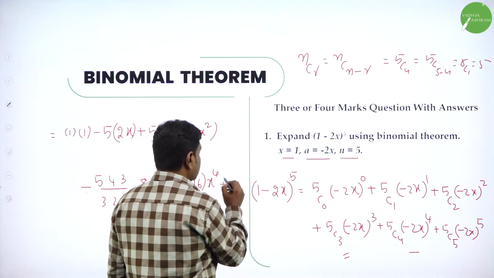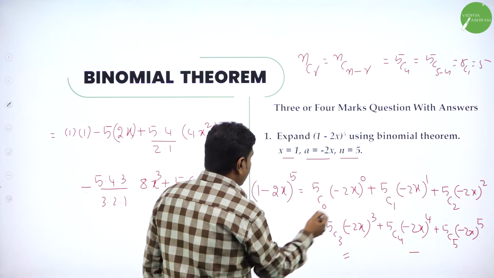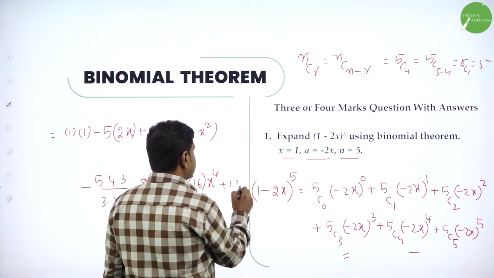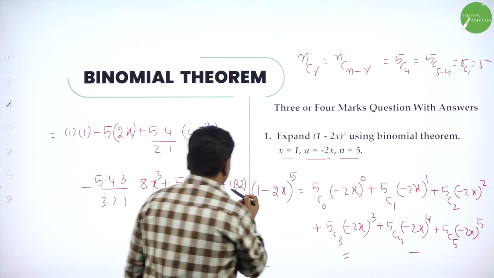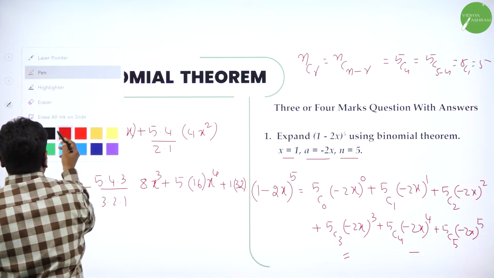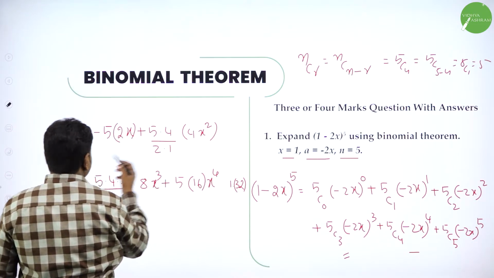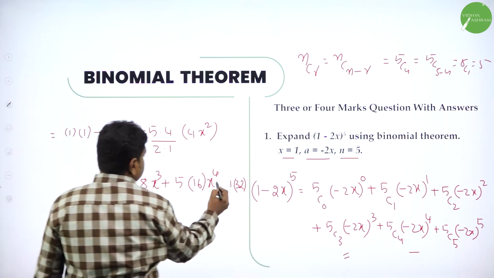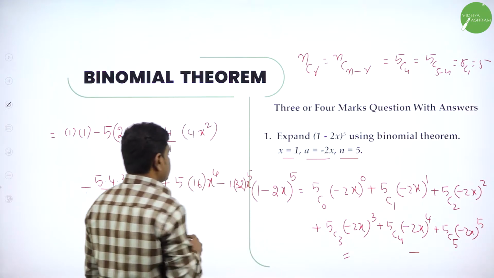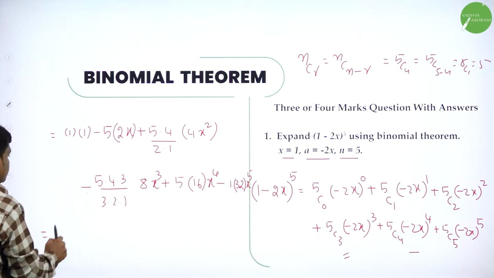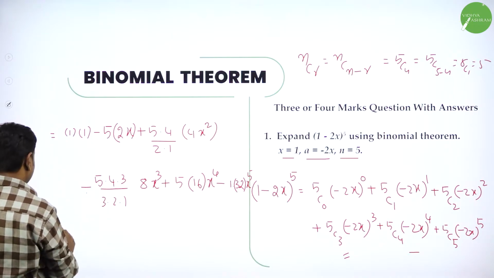5c5 is 1 into minus power odd number becomes plus. 2 power 5 is 32. Sorry, minus power odd number becomes minus. So here plus into minus, I'll write minus here. Instead of plus, we'll write what? Minus 1 into 32 x power 5. Now simplify this. If we simplify, minus 5 into 2, minus 10x.